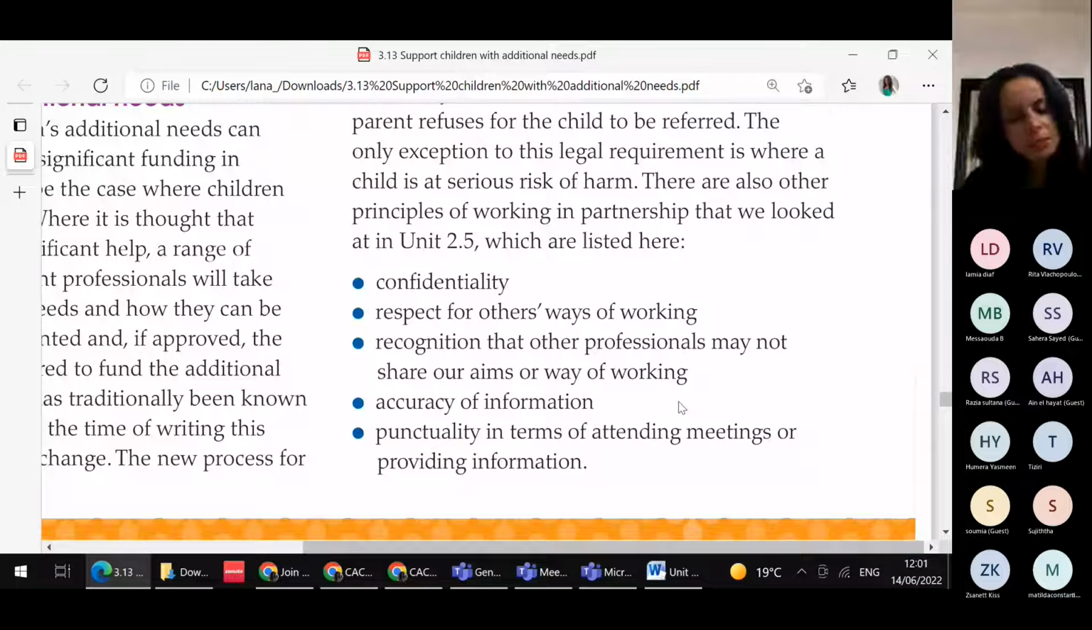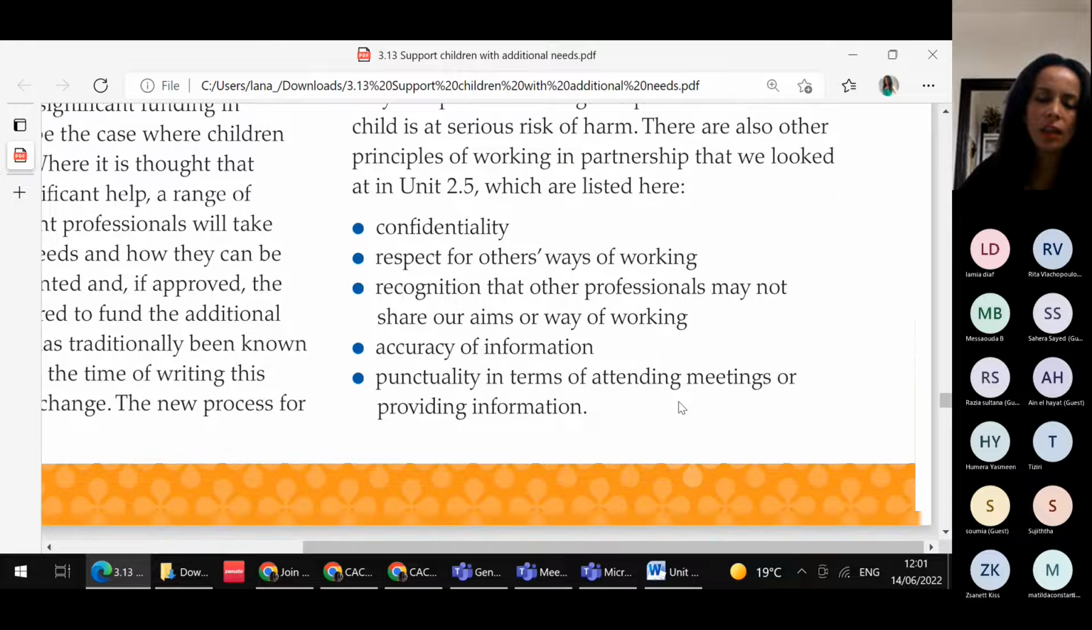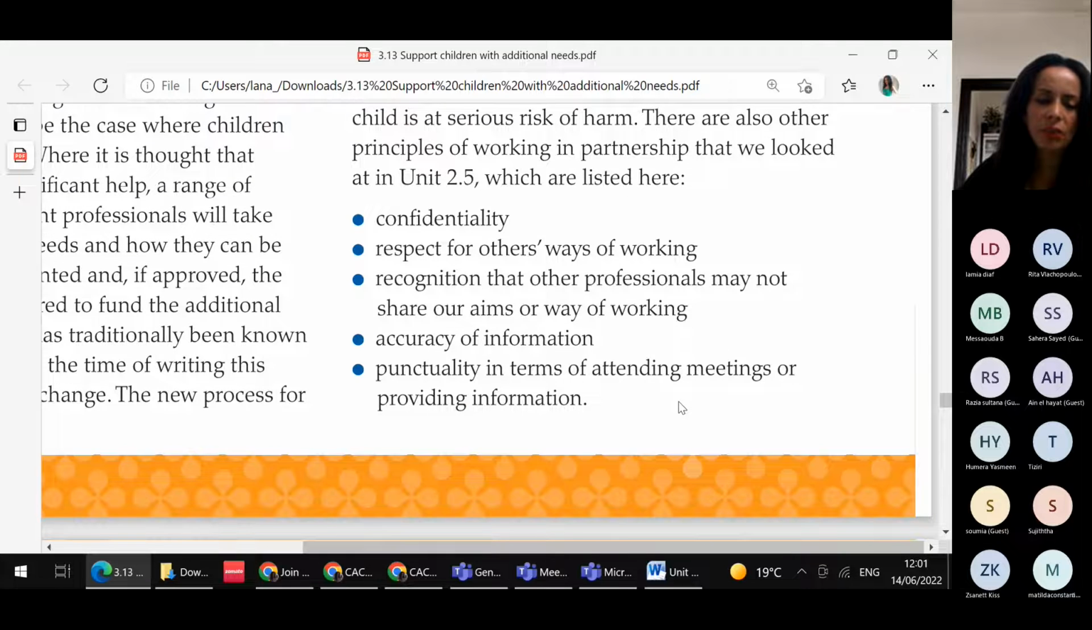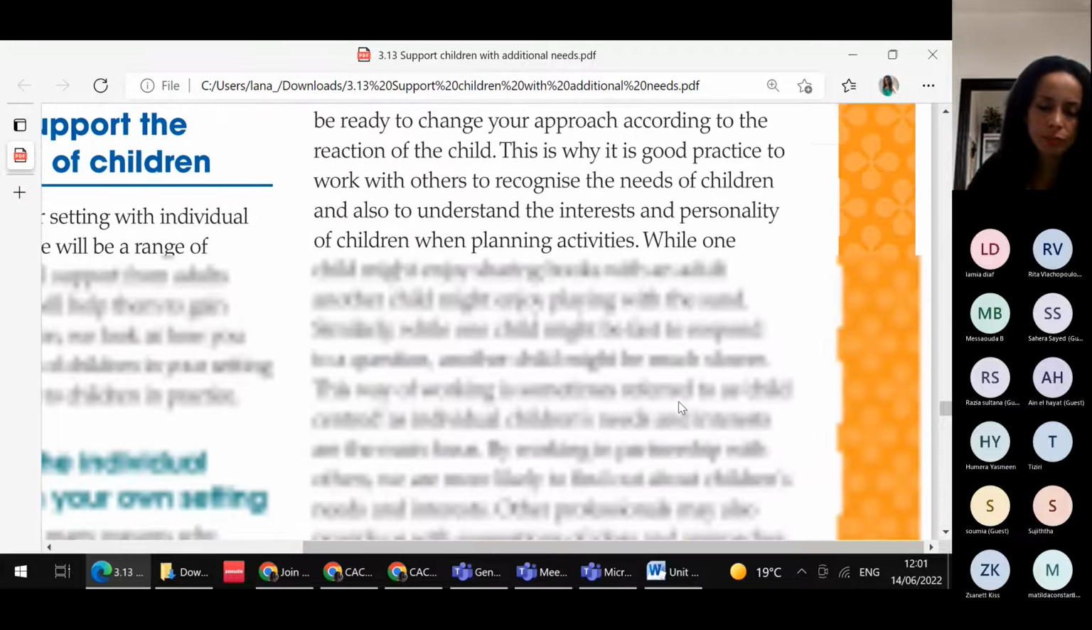Also, the accuracy of information is important. So if we work with the professionals, we need to make sure that information is accurate. And also punctuality in terms of attending meetings, providing information, all this is important when we work in partnership with other professionals or others.